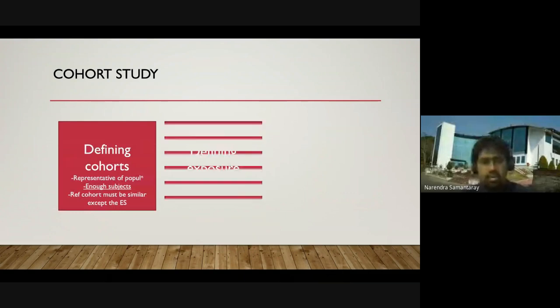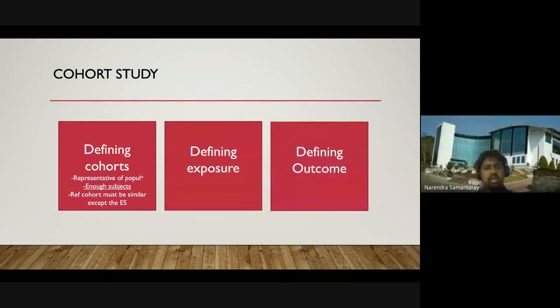So coming again to the prospective cohort study, there are three things we have to be very serious about: what cohorts are there, and what the characteristics of the cohorts in our study are. We need to define the exposure and we need to define the outcome. Let's come to defining the cohorts. All the cohorts that we select in both groups, the exposed group and the reference group, have to be representative of the population. Second, there have to be enough subjects. Why enough subjects?